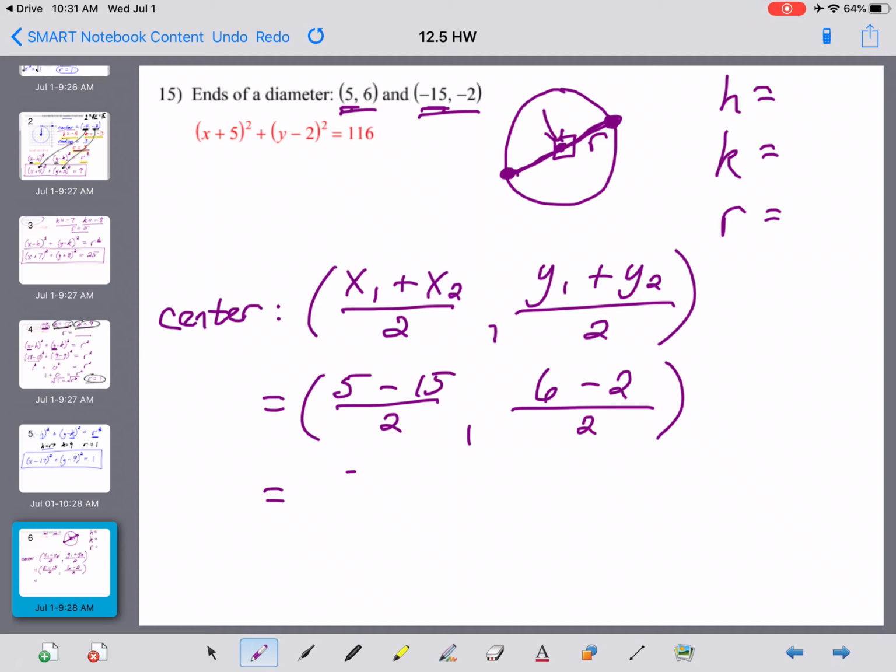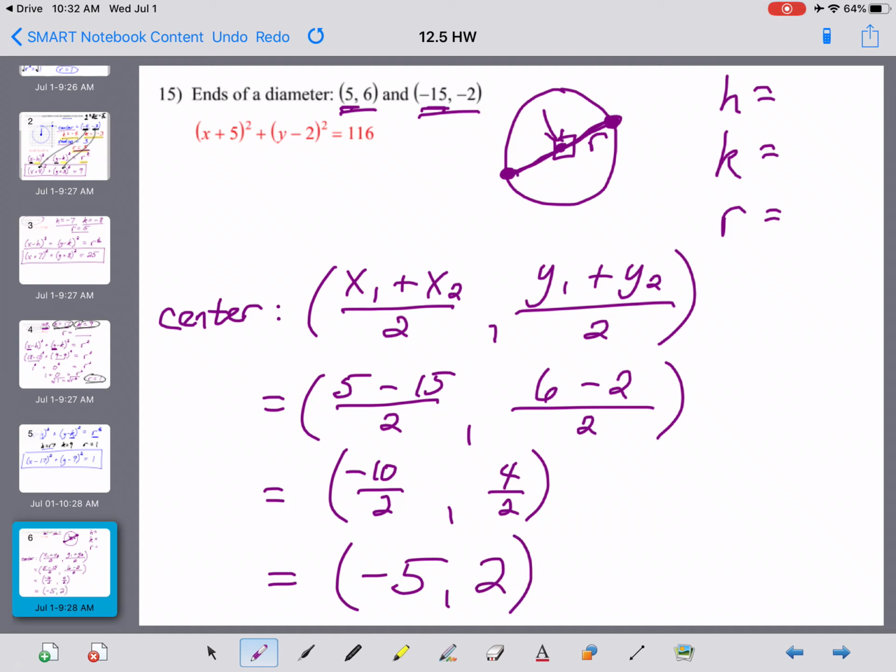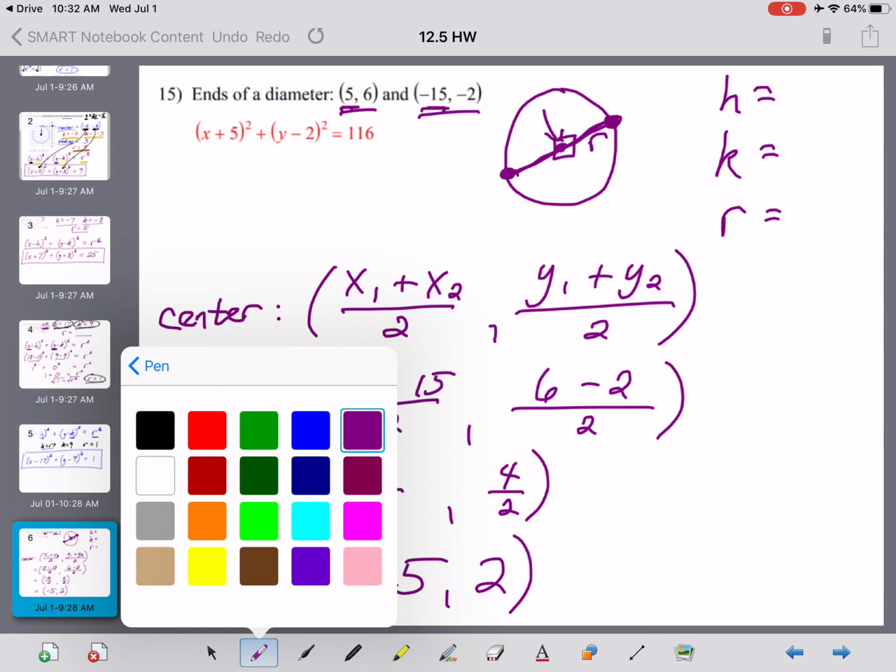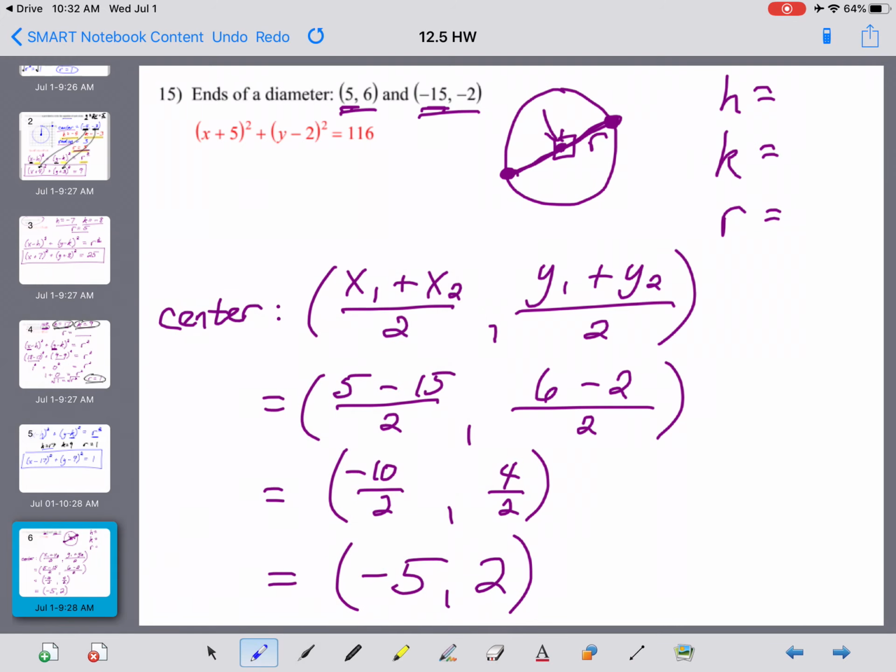So what do we get here, guys? 5 minus 15 is a negative 10 over 2, comma. 6 minus 2 is a 4 over 2, comma. And I'm running out of room here, but here we go. Negative 10 divided by 2 is negative 5. 4 divided by 2 is 2. So we just found the coordinates of our center, everybody, to be negative 5, 2.